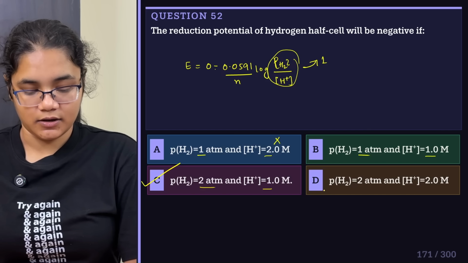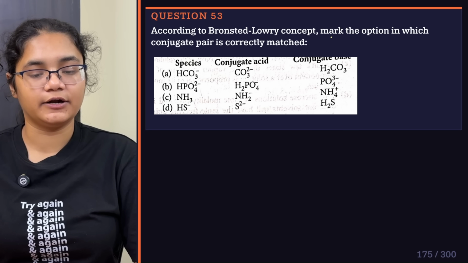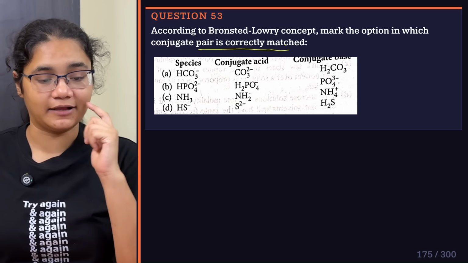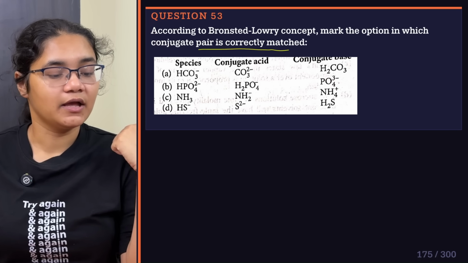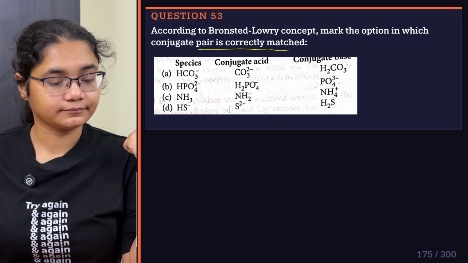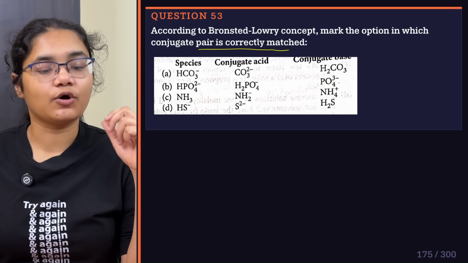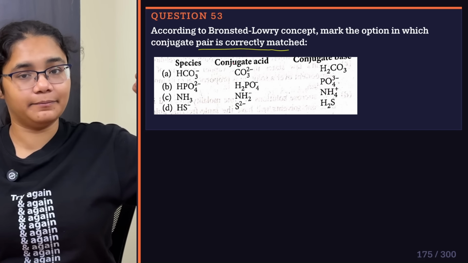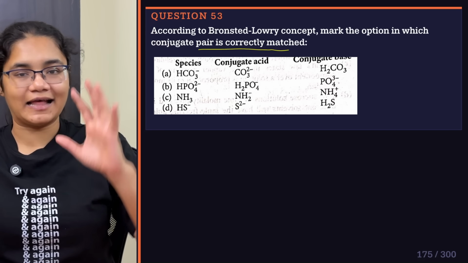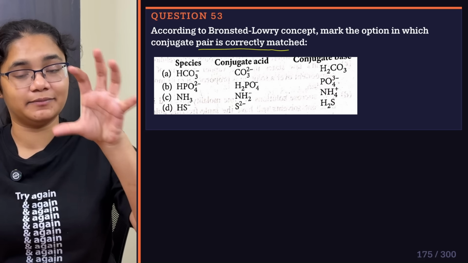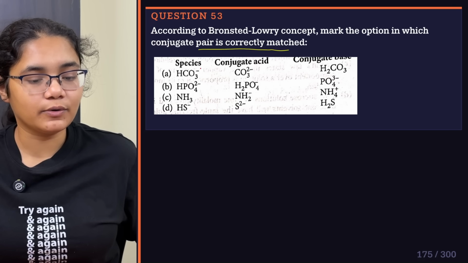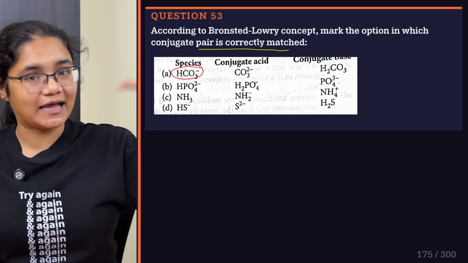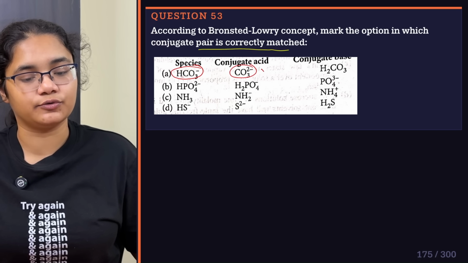Okay. Next, according to Bronsted-Lowry concept, mark the option in which the conjugate pair is correctly matched. If you see here, conjugate acid, if you want to calculate, that component should behave as a base. Suppose you want to find the conjugate acid of X, then this X should behave as a base. Base means accepting of proton. So if I want to calculate the conjugate acid of this one, then it should behave as a base, and base is acceptance of proton. So here I should get H2CO3, so this is wrong.